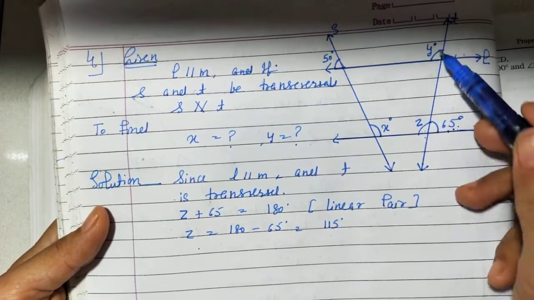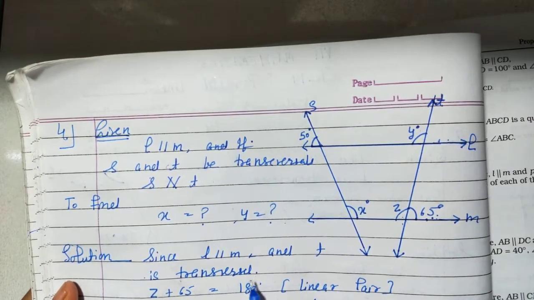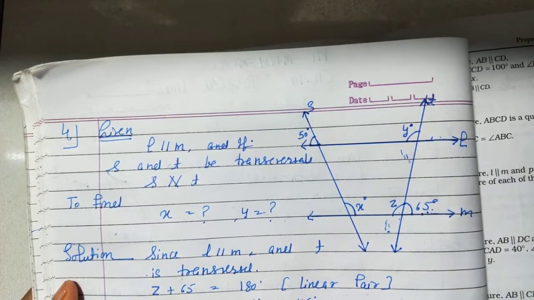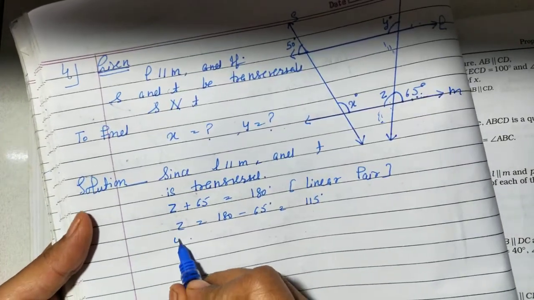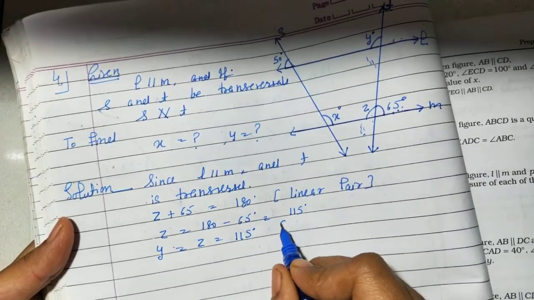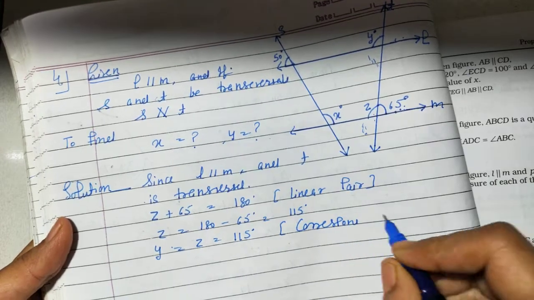Now y and z: since L is parallel to M and T is a transversal, y is equal to z by corresponding angles. Now y is equal to z is equal to 115, corresponding angles.